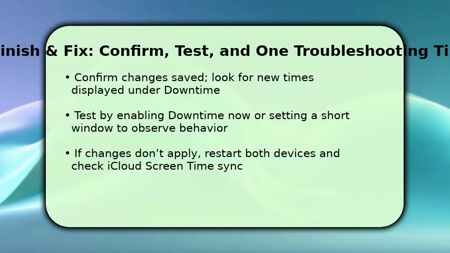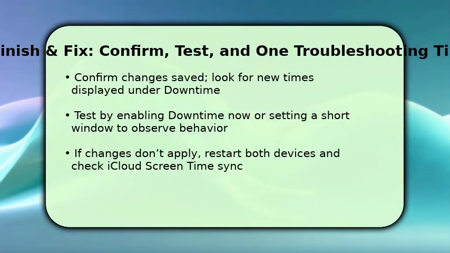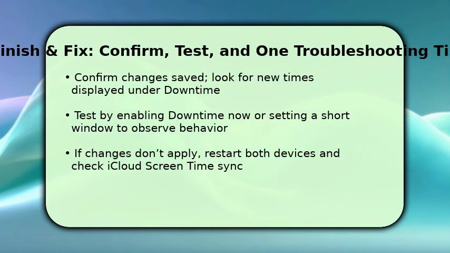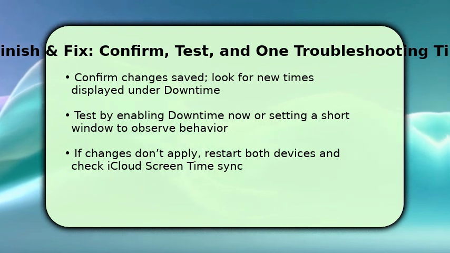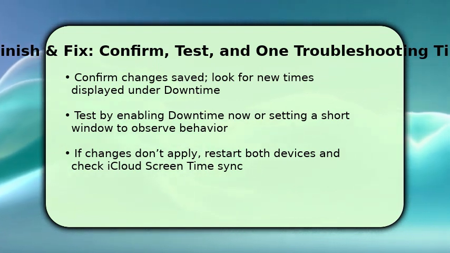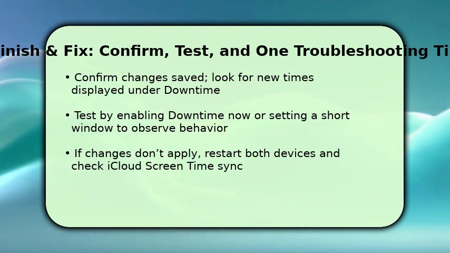Finish by confirming the new times appear under Downtime and that the watch shows the updated schedule. Test quickly. Set a 5 to 10 minute window to observe notifications being silenced. If everything works, you're done. If it doesn't, don't panic.